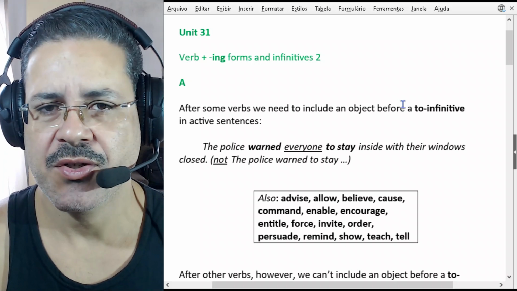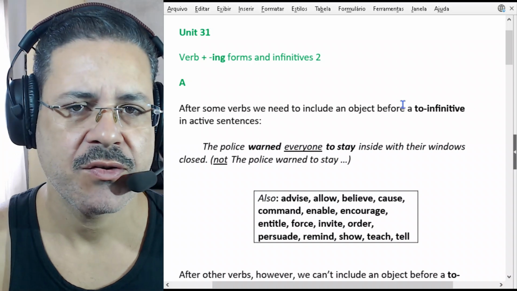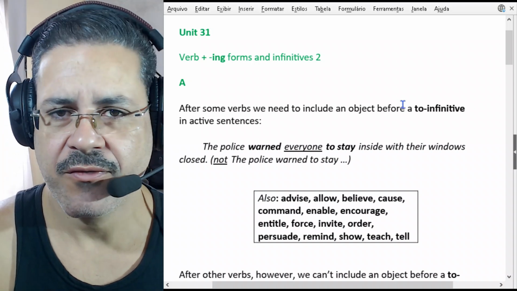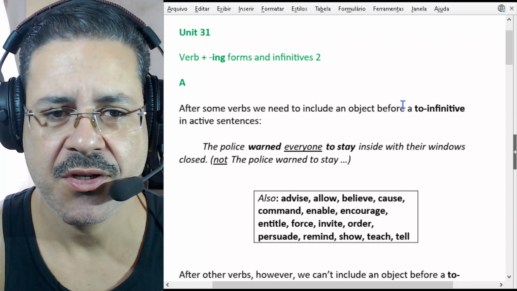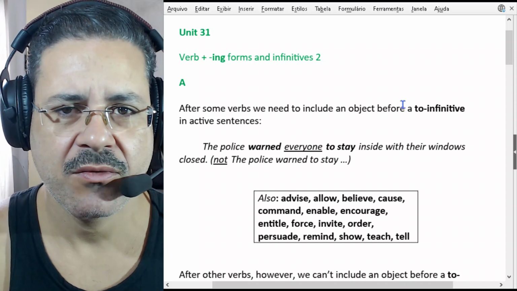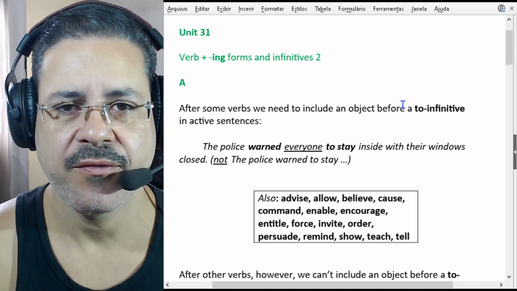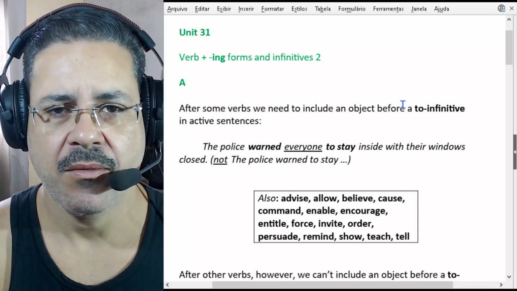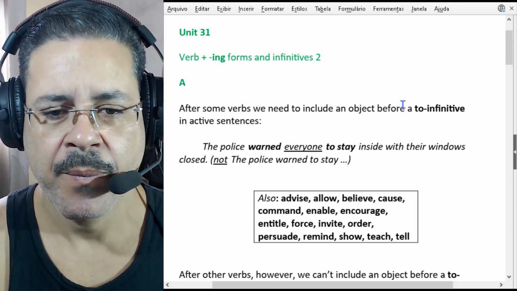Today we're going to be talking about another unit. This is Unit 31 out of an expected 100 units, where we're going to be talking about all the English structures involved in British English grammar.